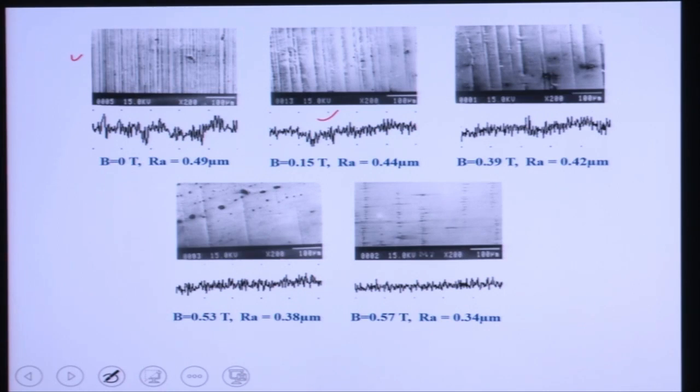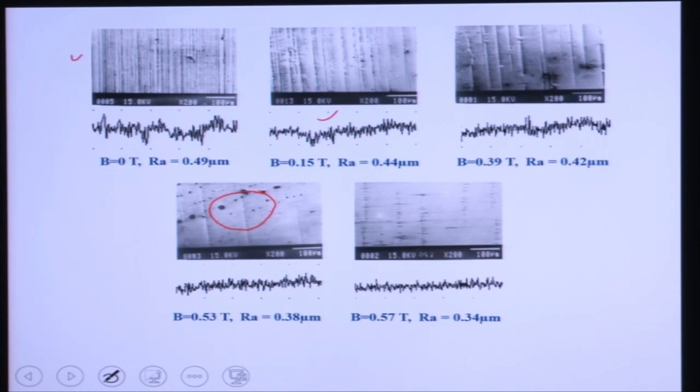Now you can see these peaks and valleys are almost removed here. At 0.5 Tesla magnetic field, you can see these valleys are now too much separated. Here, exactly at this point, you can see these abrasive marks. These abrasive marks are due to the MRFA process.